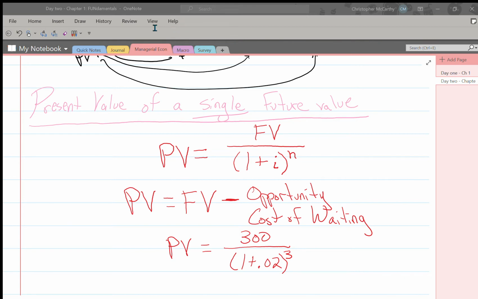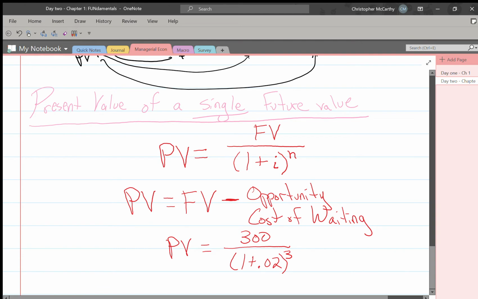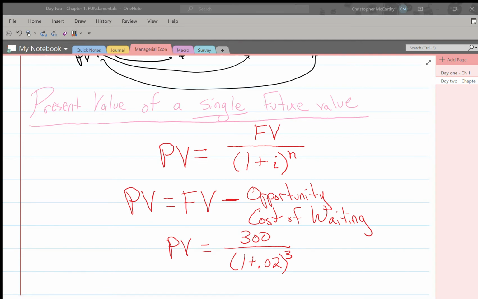All right, Wolfram Alpha. The nice thing about doing this in Wolfram Alpha is that we can kind of type it out, and it looks exactly like the way that I wrote it here. So 300 divided by 1, so we'll do math input. 300 divided by 1 plus 0.02 to the third power. Same thing as what I wrote. So we'll go ahead and press enter.